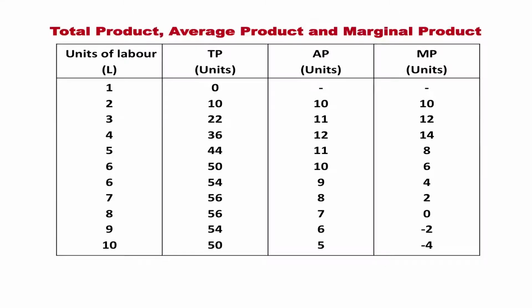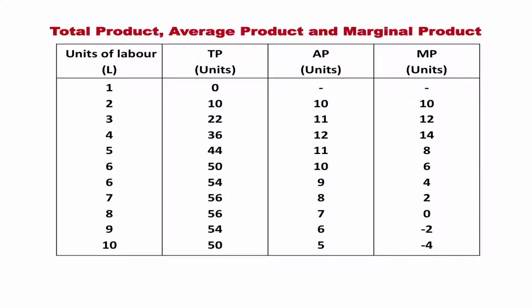The three concepts of TP, AP and MP can also be understood with the help of a numerical as shown. Let us see the table as shown. In this table, we see that with 1 unit of labor, total output or TP is 0. Second unit of labor gives us TP as 10, with AP and MP also as 10, and with the third unit of labor employed, the total product increases to 22, as a result of which average product increases to 11 and marginal product becomes 12.